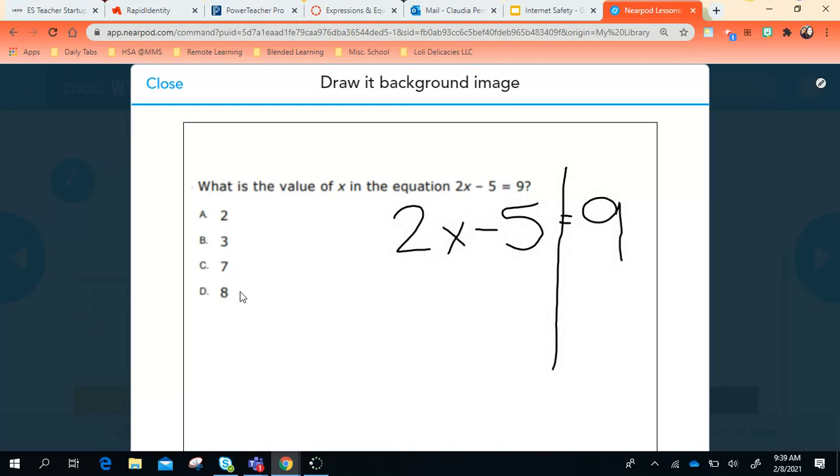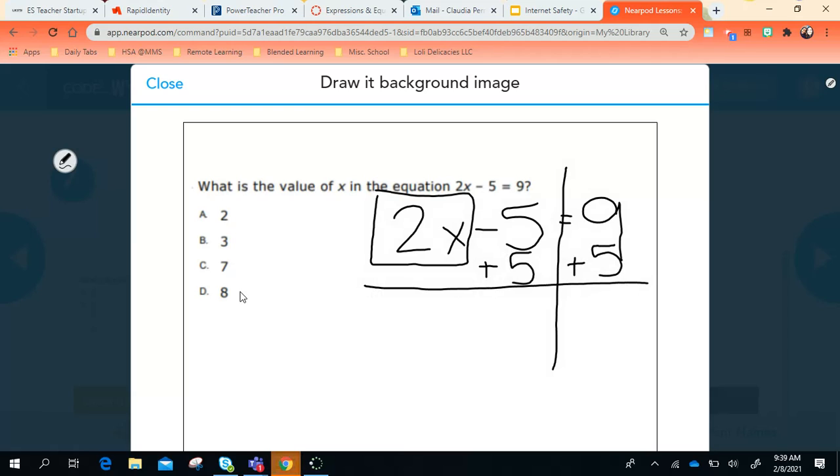Okay, so do me a favor. Eyes up here, pencil down. Pencil down, lápices abajo. Okay, so we said that we always do the number, the coefficient that's next to our variable last. So we got to work with that -5. What is the inverse of -5? Add 5. So I'm adding 5 to both sides.